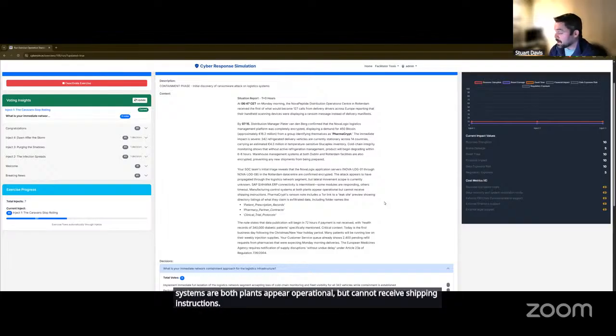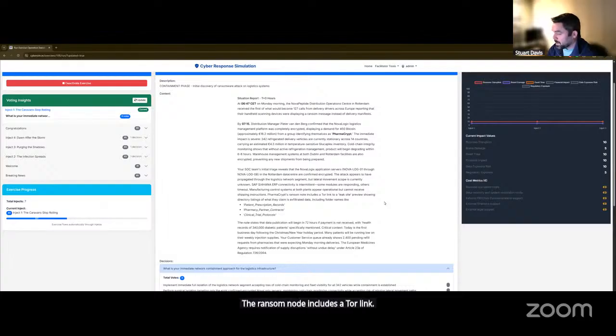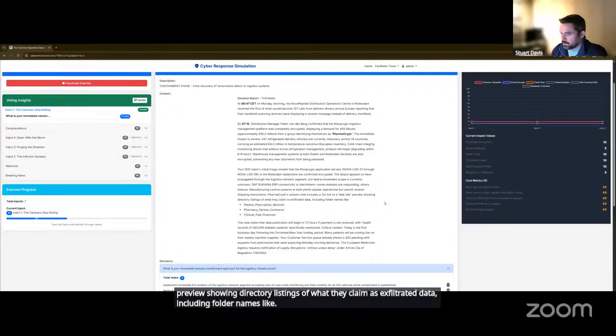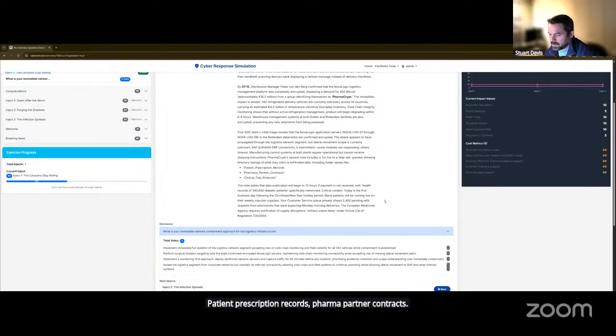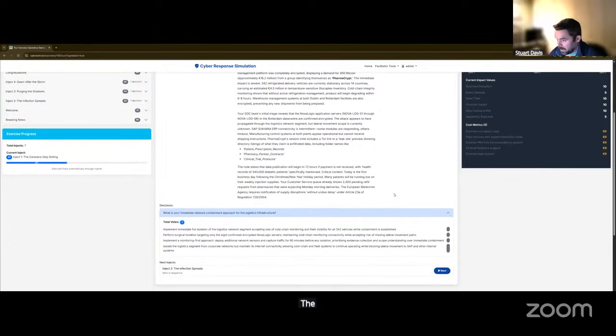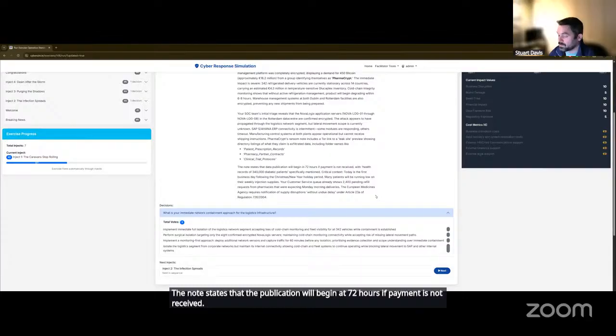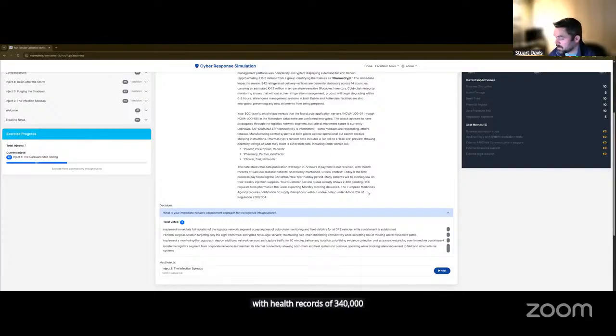The ransom note includes a Tor link to a website that has a leak site preview showing directory listings of what they claim is exfiltrated data, including folder names like patient prescription records, pharma partner contracts, clinical trial protocols. The note states that the publication will begin in 72 hours if payment is not received, with health records of 340,000 diabetic patients specifically mentioned.